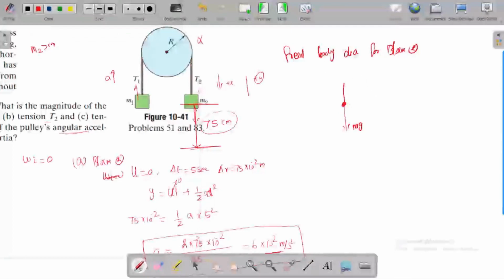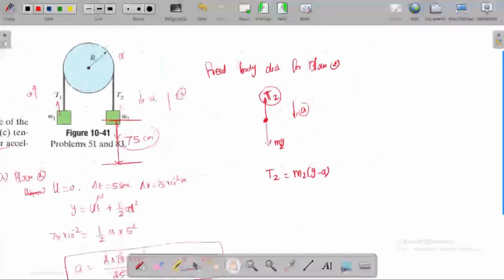We know that all those things act in the downward direction. When an object is moving in the downward direction, the force of weight is reduced. That is the apparent weight loss. We already solved this problem several times. That means the tension in the rope, T2, for mass 2, is apparent weight loss here. So T2 is equal to M2 of (g minus a).